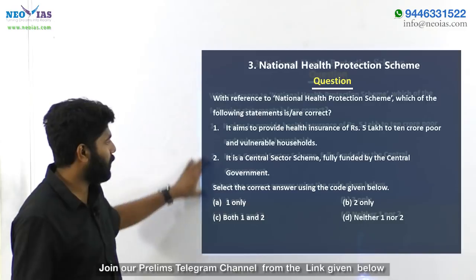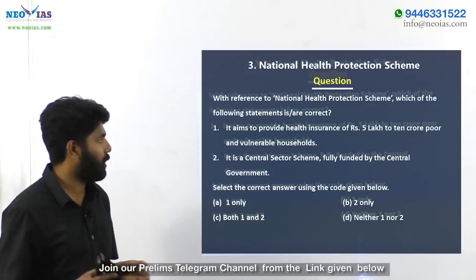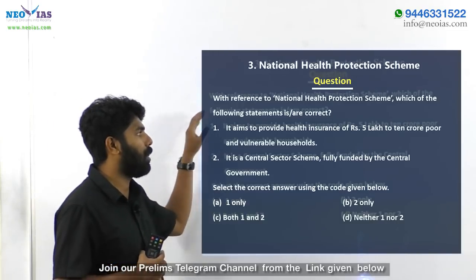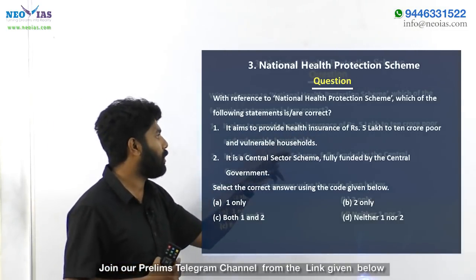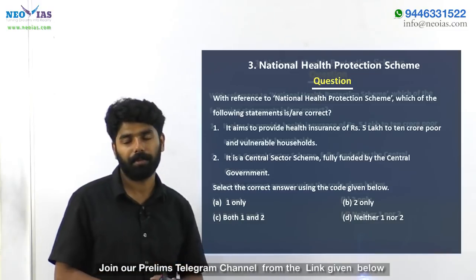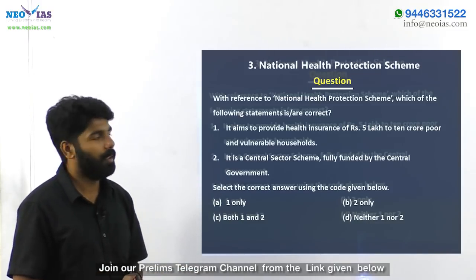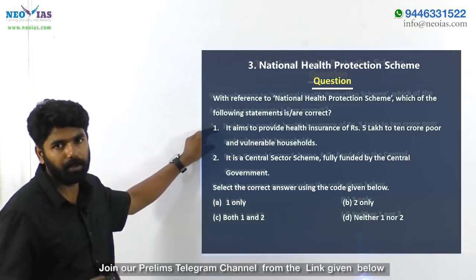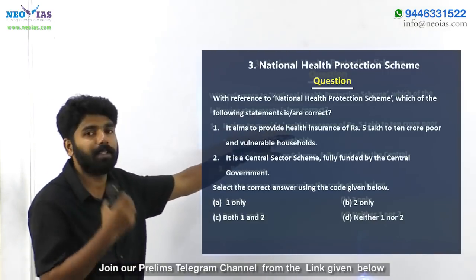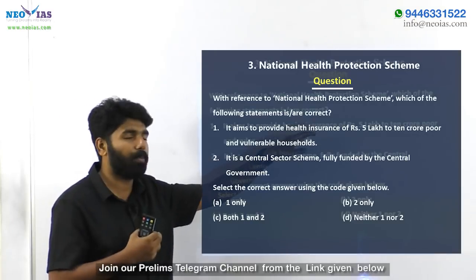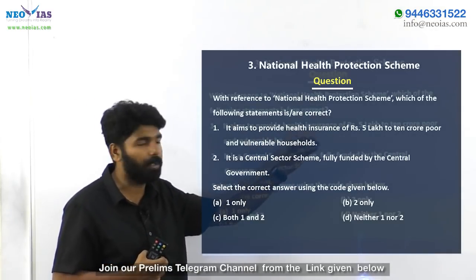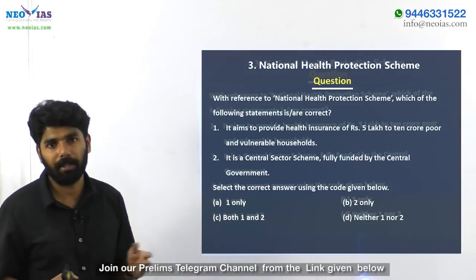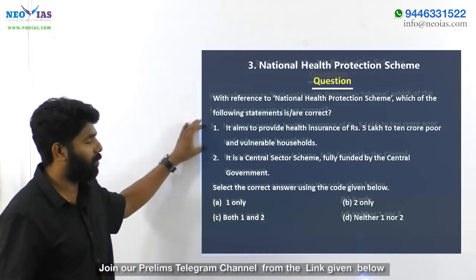This is a two-statement type question. We will go through all the statements. Statement 1: it aims to provide health insurance of rupees 5 lakh to 10 crore poor and vulnerable households. Yes, if we go through the first statement, we can understand it is correct, because it aims to provide health insurance covering rupees 5 lakh per family or per household, to 10 crore poor and vulnerable families in India. So the first statement is correct.